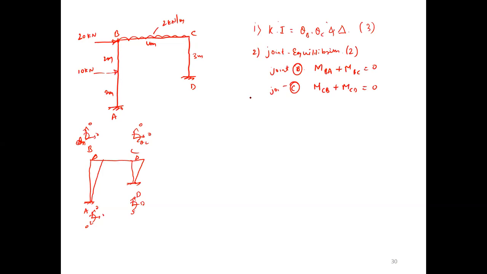In addition to this, I can ask how many slope deflection equations you are getting. How many SD equations for this frame? 6, sir. What are those? Moment AB, moment BA, moment BC, moment CB, moment CD, and moment DC.